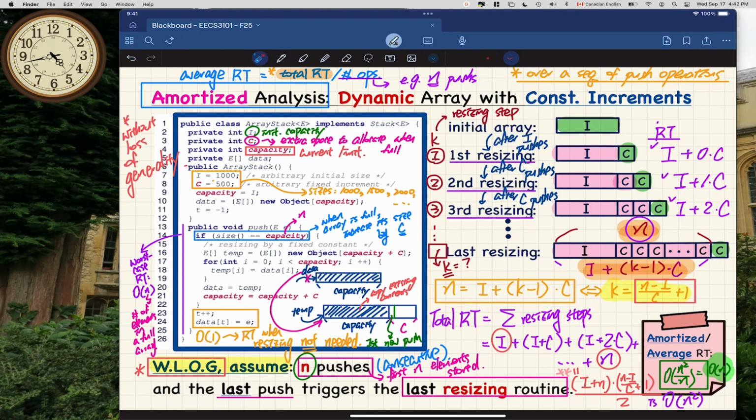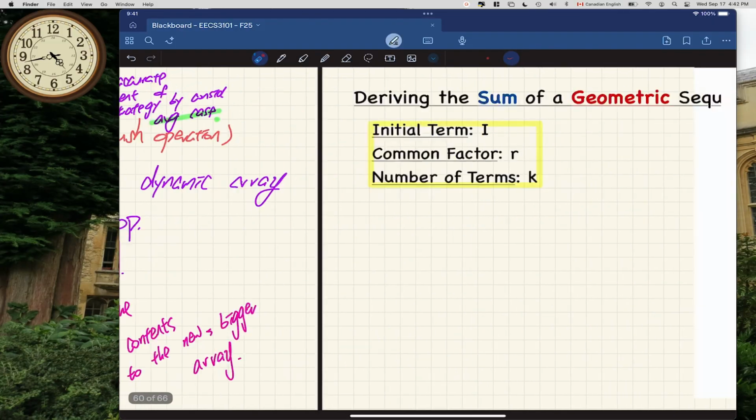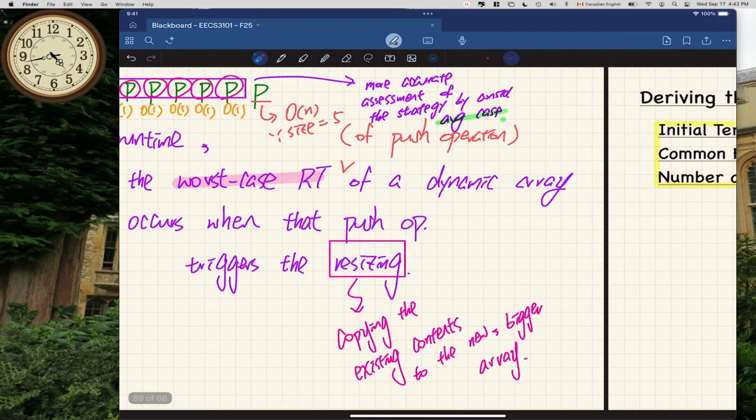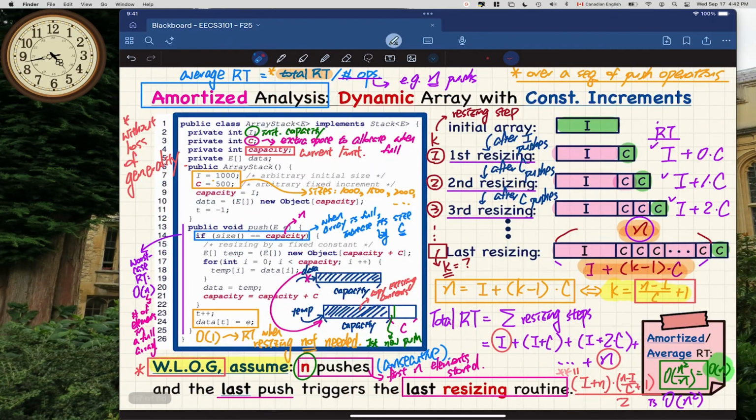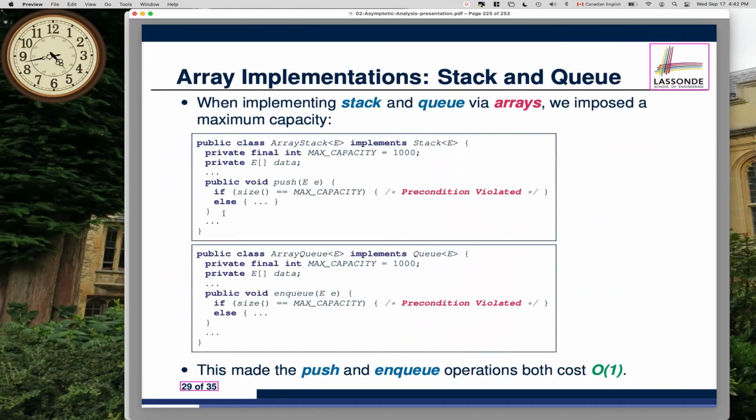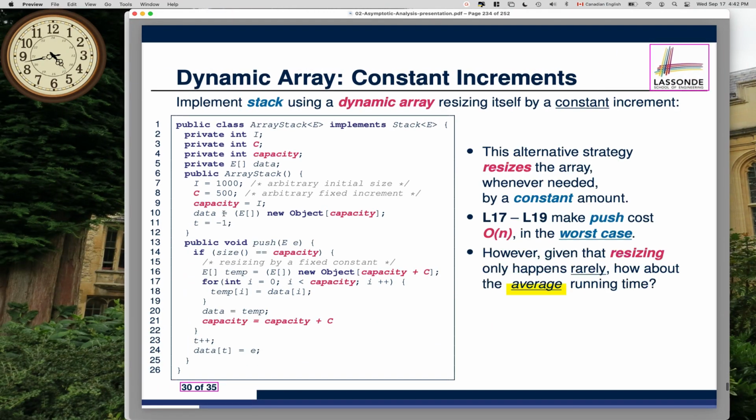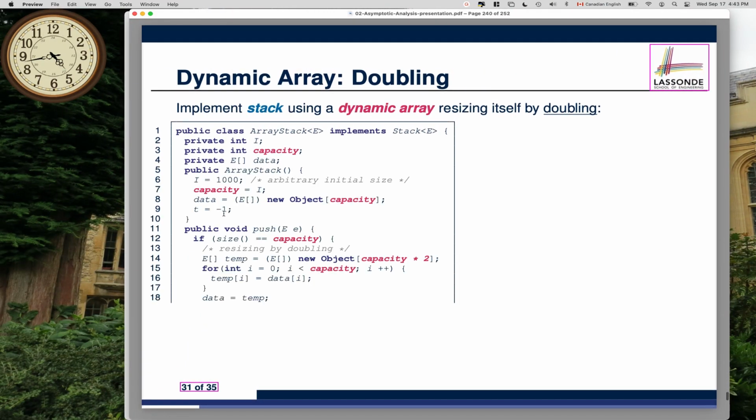And for doubling, I just want to mention something very quickly. Do I have the code right here? I don't, but for the doubling, I'll show you the slides very quickly. For the doubling, that's what you will see. The only difference is now when the capacity reaches the maximum, we create an array of double the size.